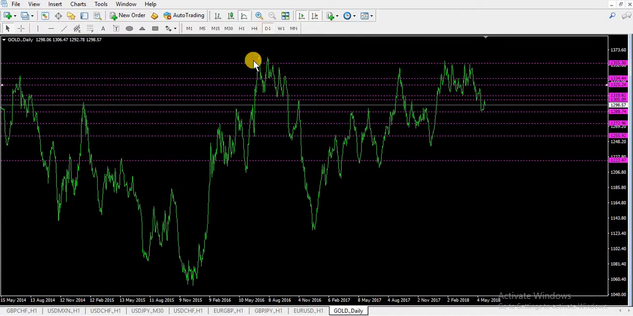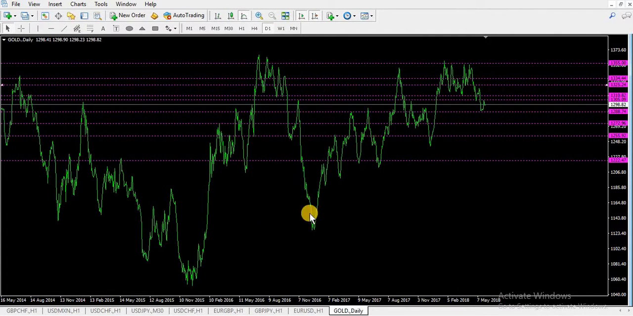Go back to the daily and observe. Oh my god, MT4, what is it doing? You go on the daily and you want to be observing the full motion of the trend.